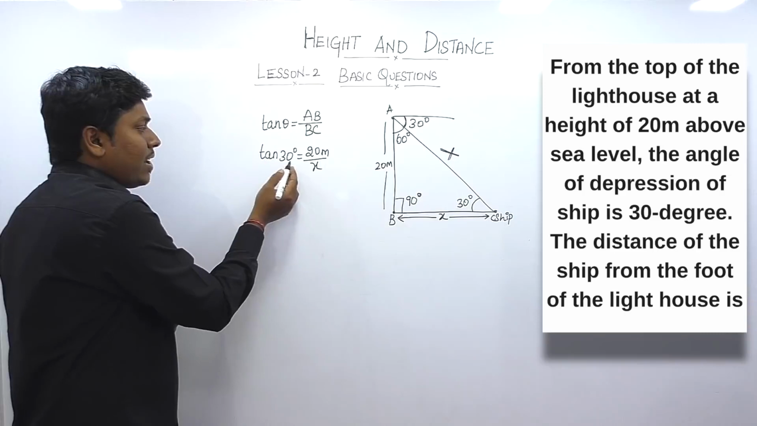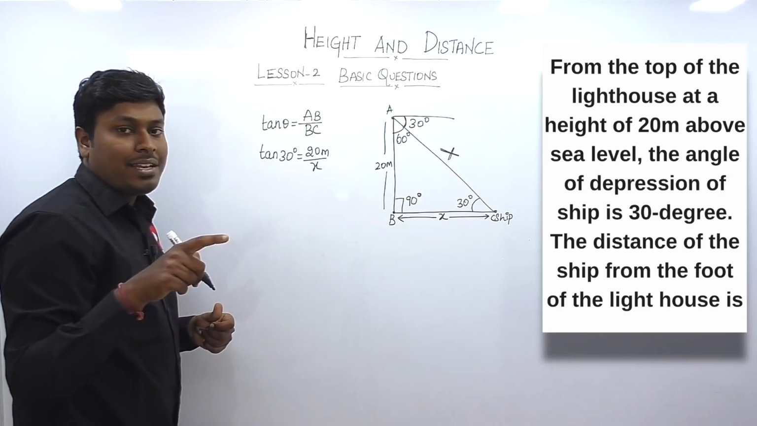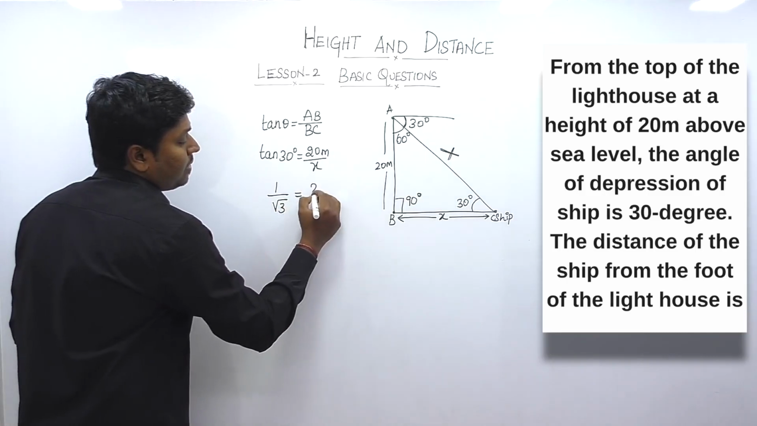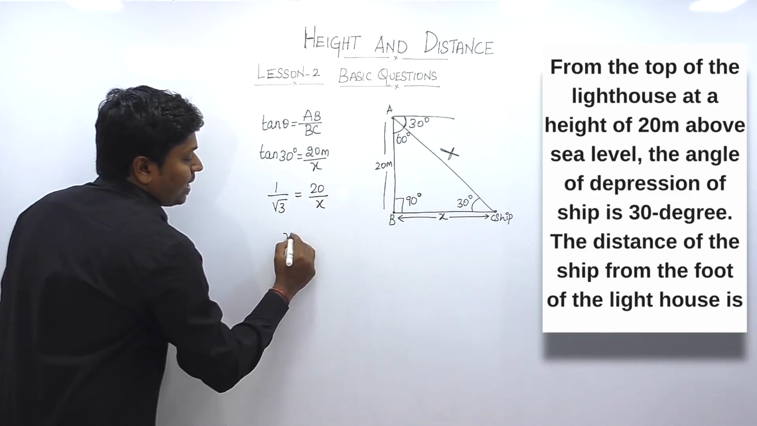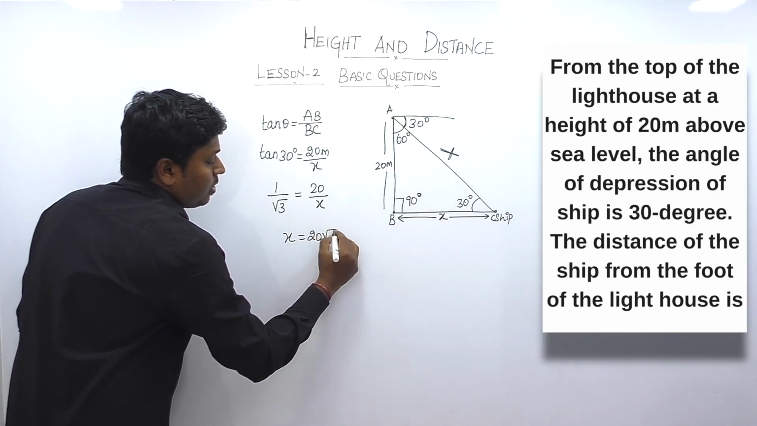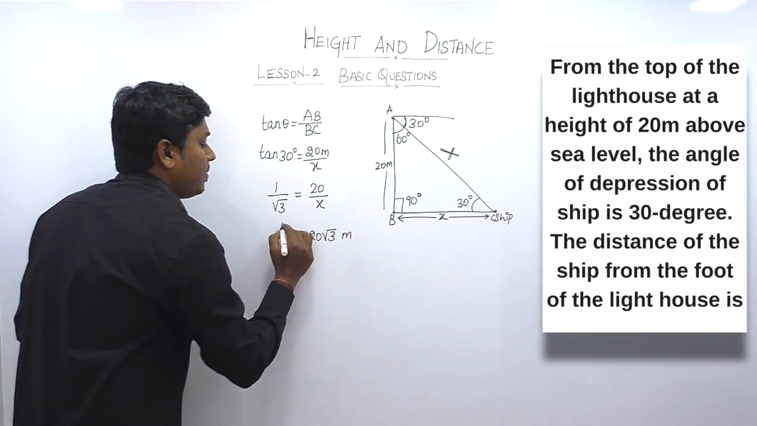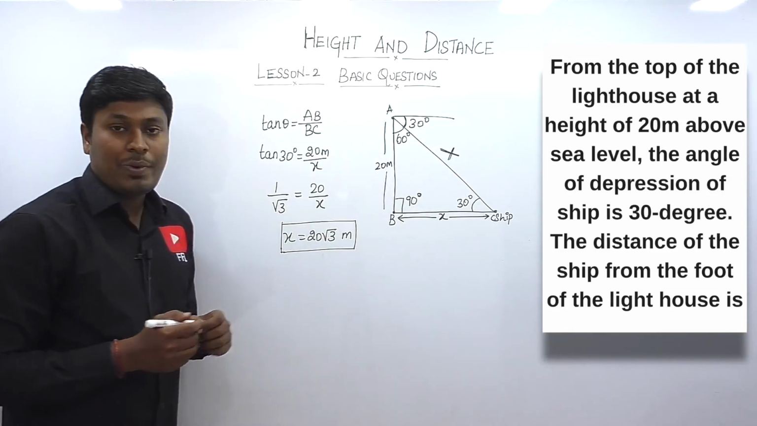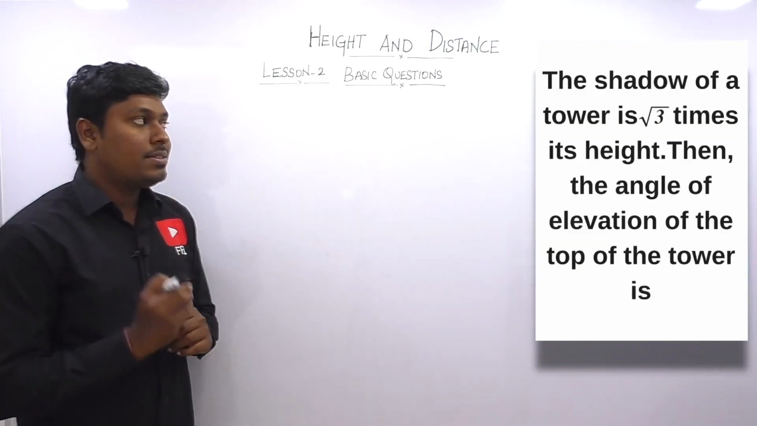So tan 30 degrees, according to the trigonometrical ratio, will be 1 by root 3. So this can be written as 1 by root 3 is equal to 20 by x. So x is equal to 20 root 3 meters. So finally we got the distance from the ship to the foot of the lighthouse is 20 root 3 meters.